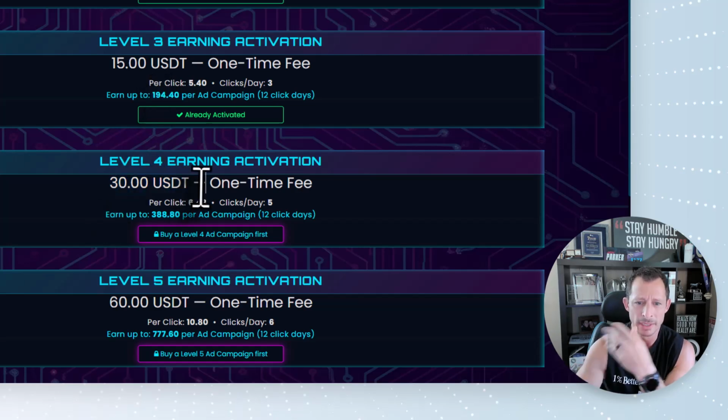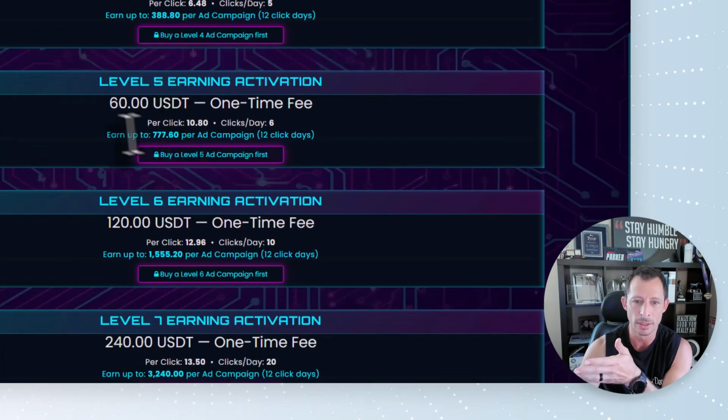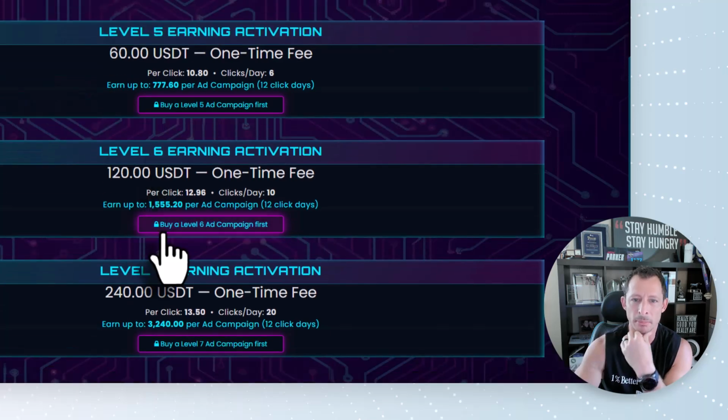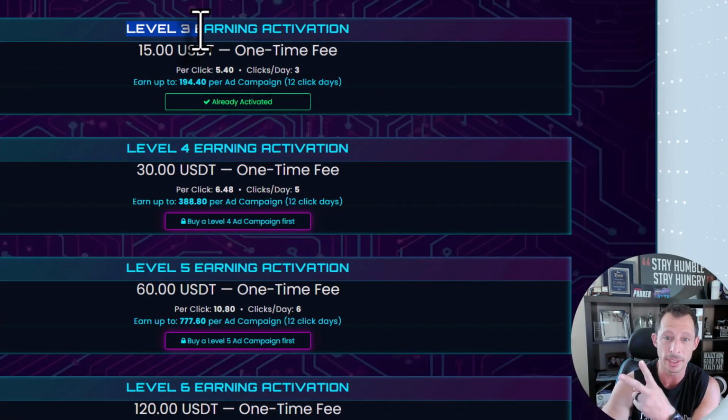So that's pretty cool. Now, obviously, eventually, I will probably have to completely bypass level 4 and go straight to level 5 or 6, ultimately 7. But for now, I'm not going to activate any level 4 earnings to save this $30, and I'm just going to do 2 level 3 campaigns.